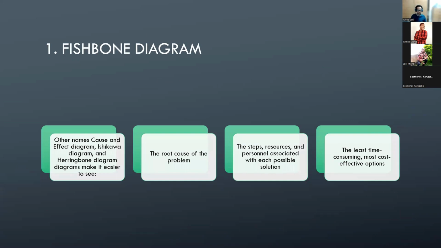Sawa. So let us look at some of the ways, some of the tools that you can use to solve a problem, right? So you can see more people joining in. Great. So the first one we're going to look at is the fishbone diagram, right? Anyone has ever seen a fishbone diagram?